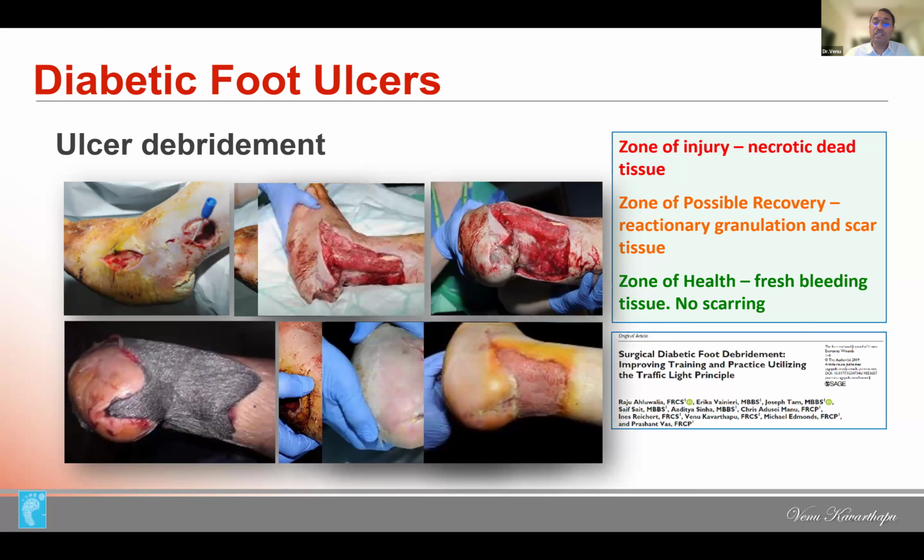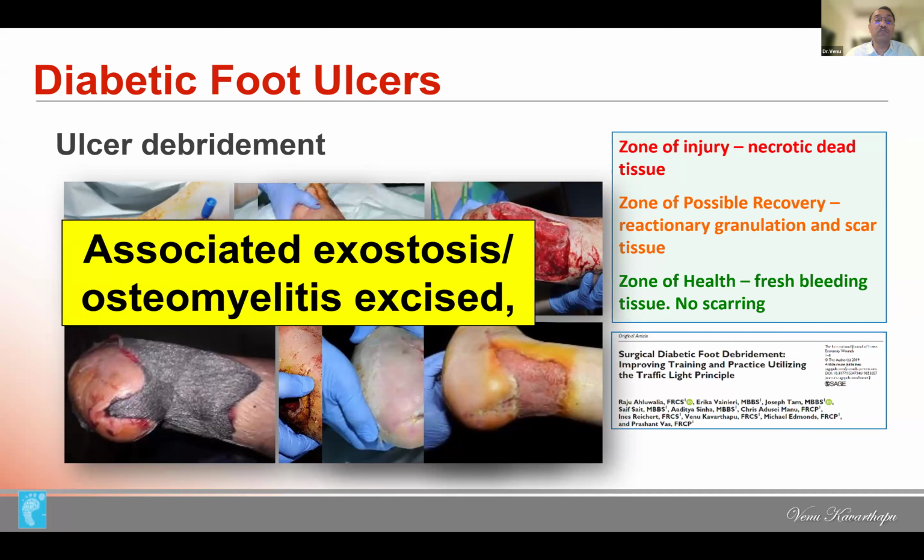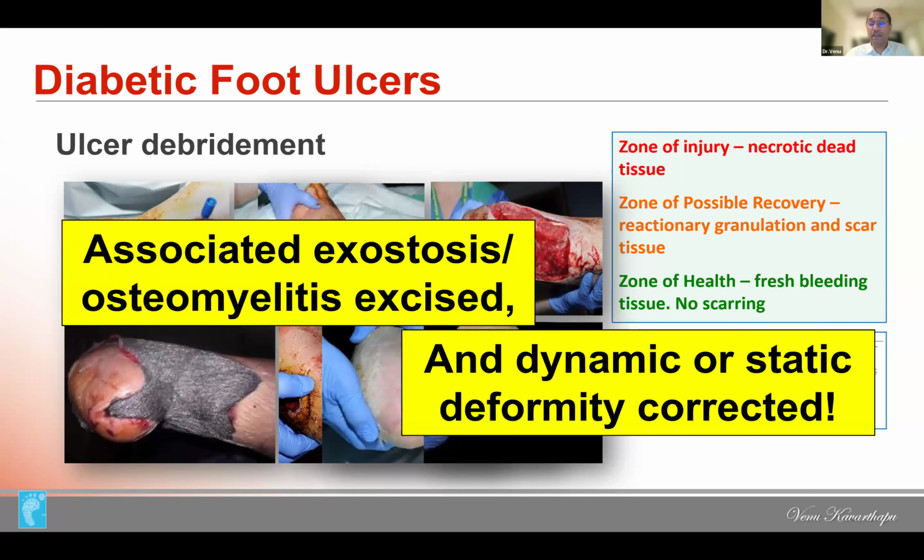However, this foot is deformed. Unless we correct the deformity, the risk of recurrence, or more importantly, new ulceration is very high. So any associated exostosis or osteomyelitis needs to be excised, and any dynamic or static deformities need to be corrected. Only then can you prevent new ulcer formation or recurrence of ulcers.